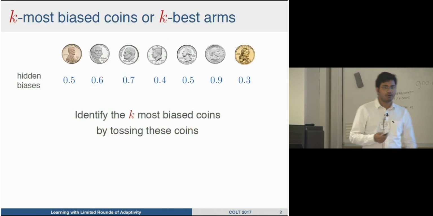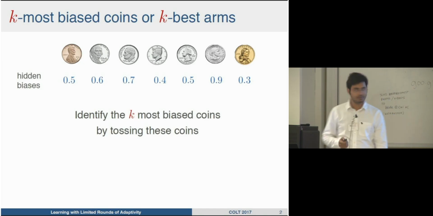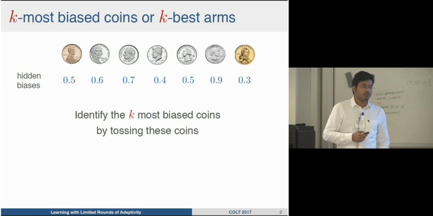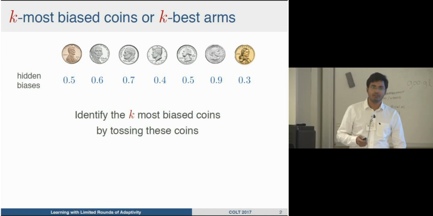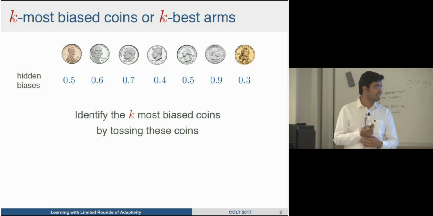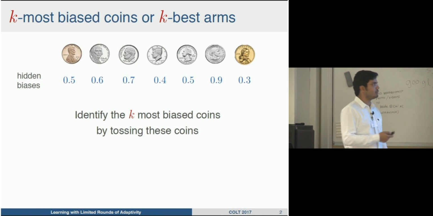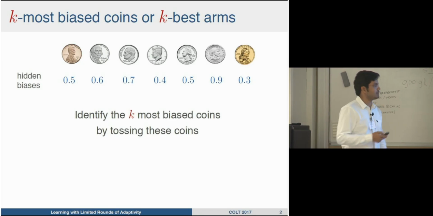We look at the following problem. There is a collection of coins, and each coin has a hidden bias. However, we are given access to an oracle that can toss any given coin for us. Now, the goal is to design an algorithm that can identify the k most biased coins by tossing these coins and observing the outcome. You can also think of these coins as arms in Bernoulli bandits.